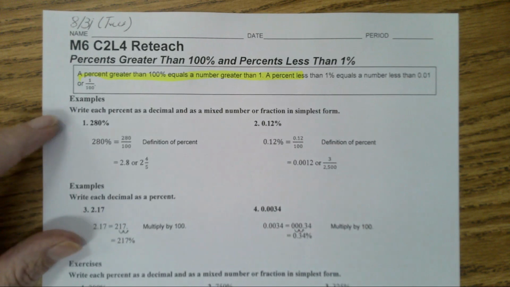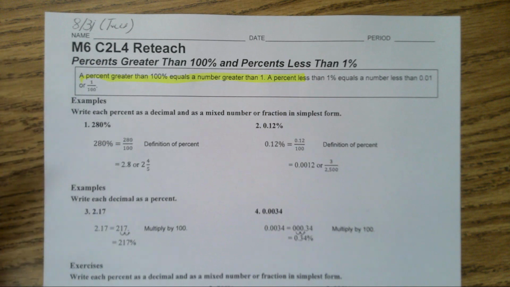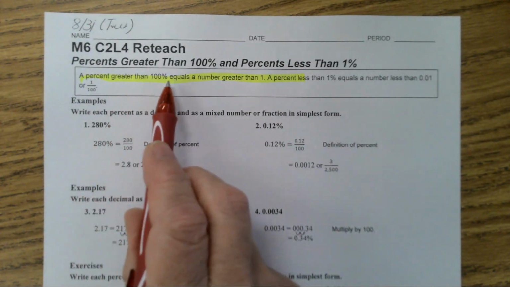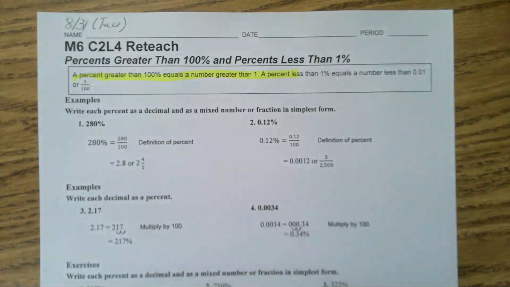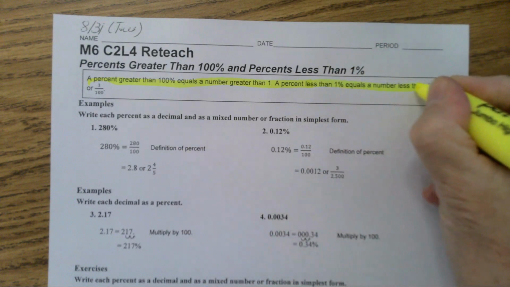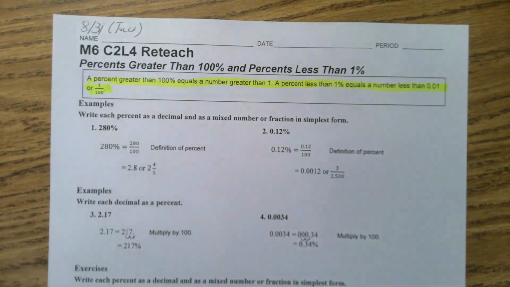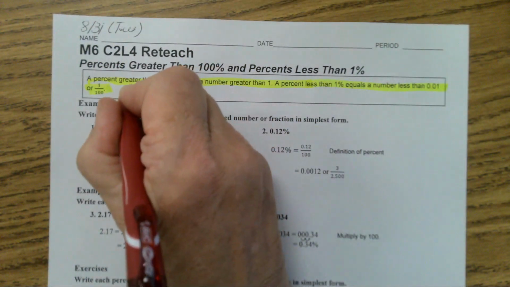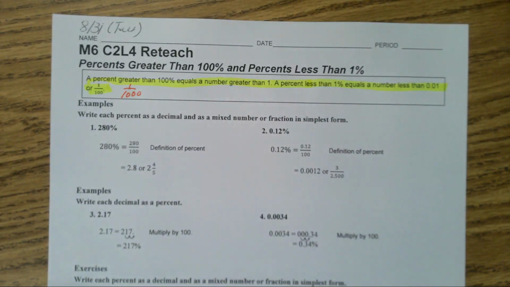This is a shortcut version of Chapter 2, Lesson 4's lesson on percents greater than 100% and less than 1%. A percent greater than 100% equals a number greater than 1. Yes, 102% is greater than 100%. A percent less than 1% equals a number less than 1/100th, or 1 over 100. An example would be 1 over 1,000. That is smaller than 1 over 100, isn't it? Write that down on your paper.